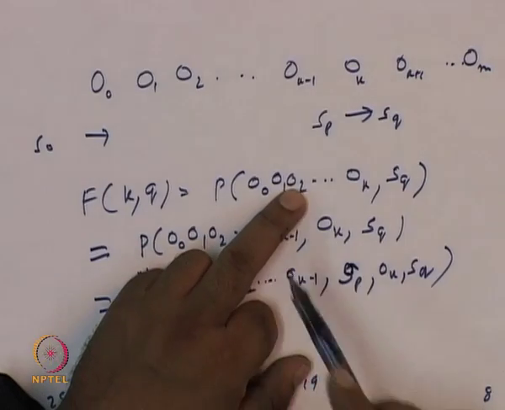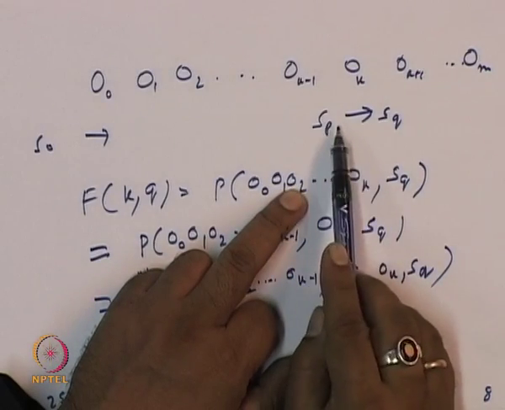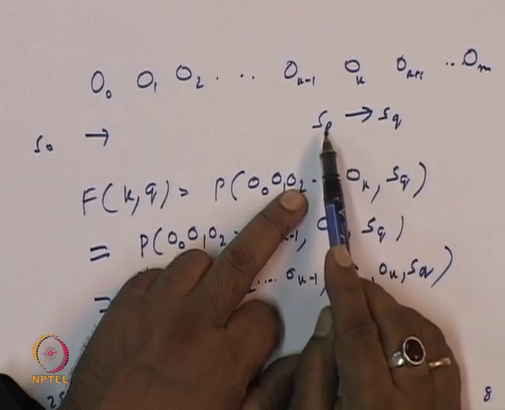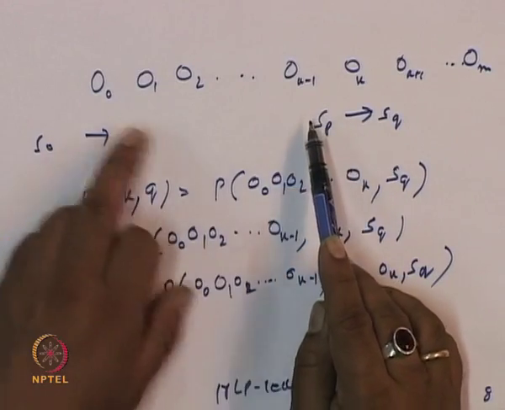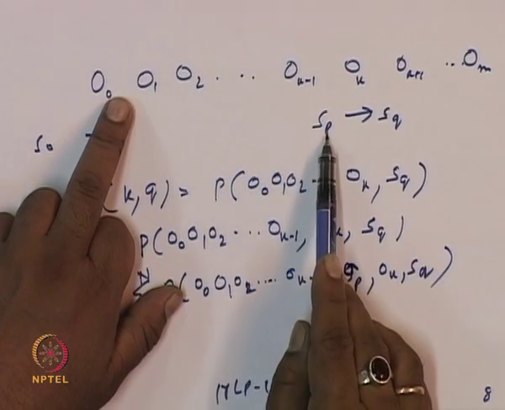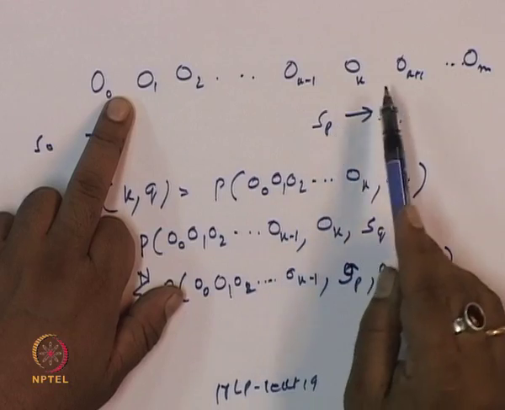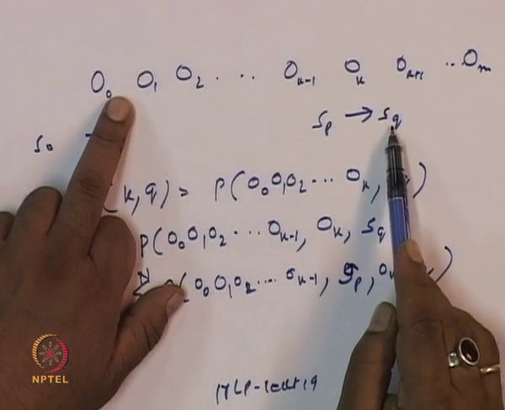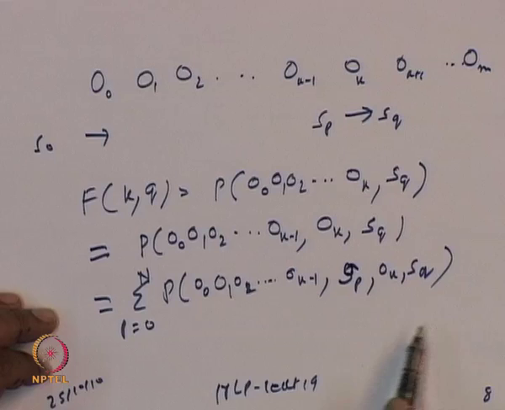This is SP. SP is nothing but the state previous to SQ, and having seen the sequence O0, O1, O2 up to OK minus 1, the system is in state SP. After that it sees OK and goes to state SQ. All right, so this is the expression.